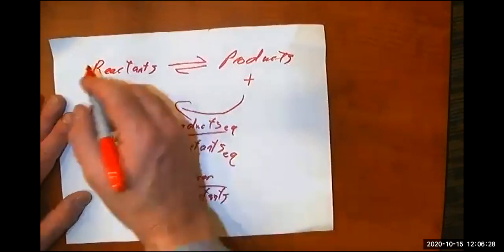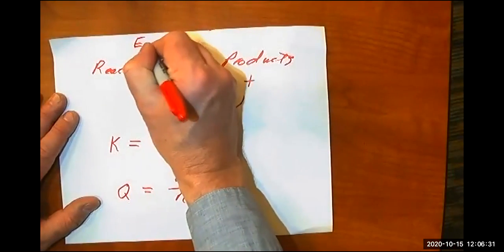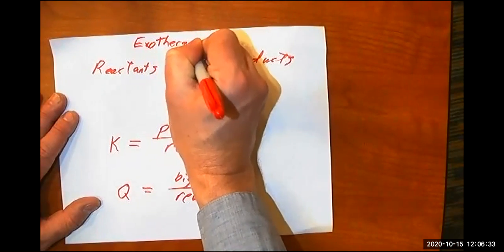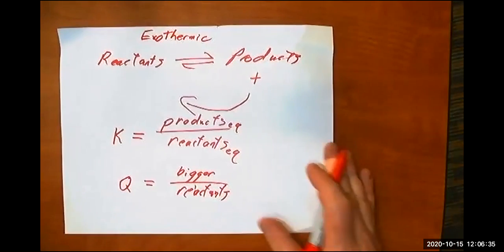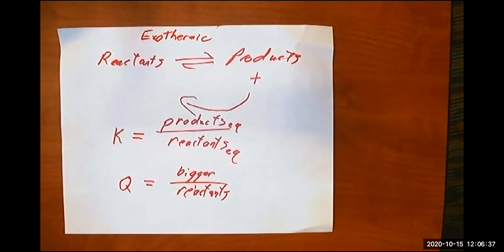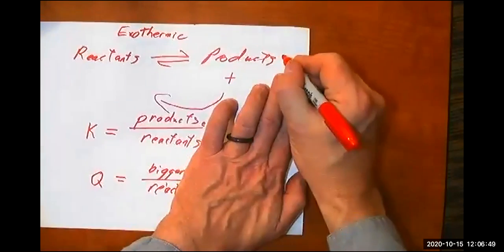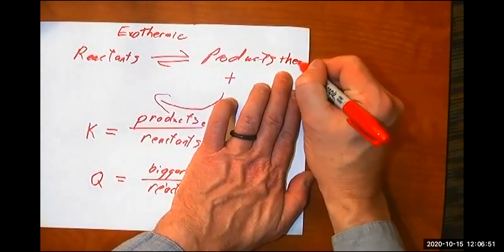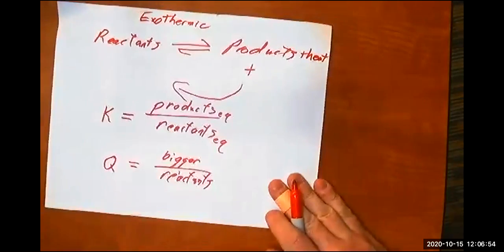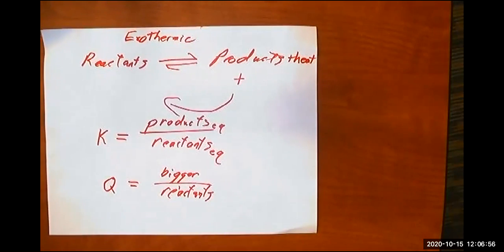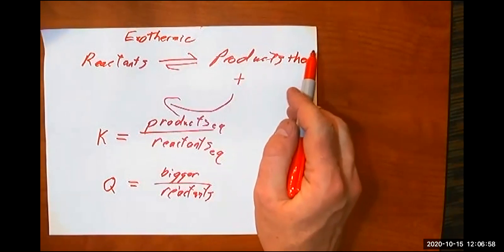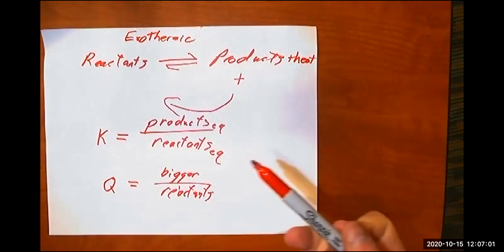So if this were an exothermic reaction, what does exothermic mean? There's heat involved, yes, but is it releasing heat or is it absorbing heat? Releasing heat, from the system. Which means that we can think of the heat as being a product of the reaction, right? If it's releasing heat, we can think of it as something that is produced as the reaction happens.